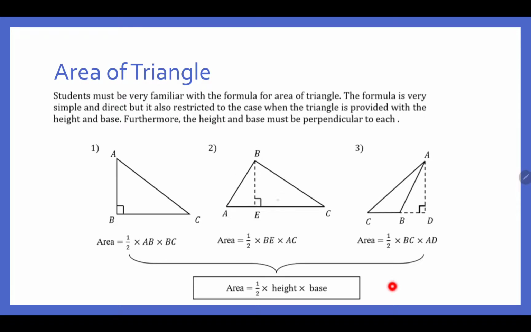Kalau yang macam ni untuk obtuse triangle, the area is 1/2 times height. Okay, in this case the height is BE. So kena cari tinggi daripada sini sampai sini perpendicularly. Kalau tinggi ni provide, you all dah provide kepada you all, bolehlah masukkan dalam formula. Tapi kalau BE tu tak ada diberitahu, kena buat cara lain. And then times with the base dia adalah AC.